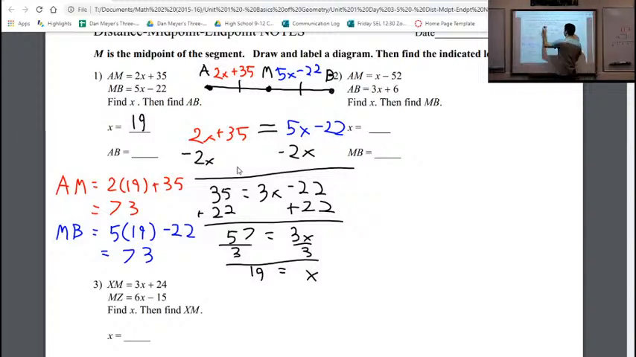Now, we know this is 73, and this is 73. And so then we can go on to say that means that A to B has got to be 73 and 73, the entire distance from A to B has got to be the two pieces put together. That's what we talked about all this week. So that's going to be 146.